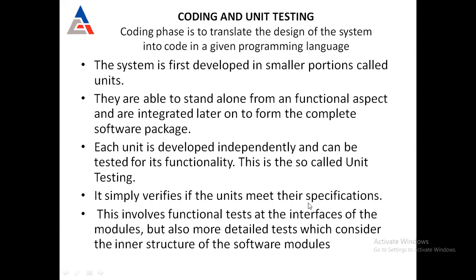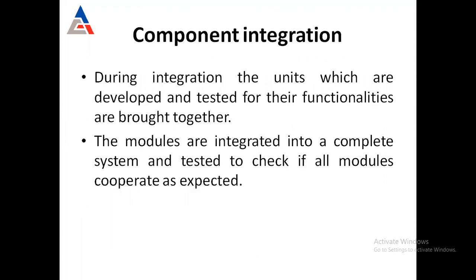What that means is that whatever instruction we have written in the software development, we check whether that instruction will give the proper output or not. If it gives proper output, it means testing is positive. If there is some fault in the instruction, it means there is an error during testing, and we improve that instruction so that it will give the correct answer. Each and every instruction is independent of itself, it does not depend upon others, so we call it a unit. This involves functional tests at the interface of the modules, but also more detailed tests which consider the inner structure of the software module.